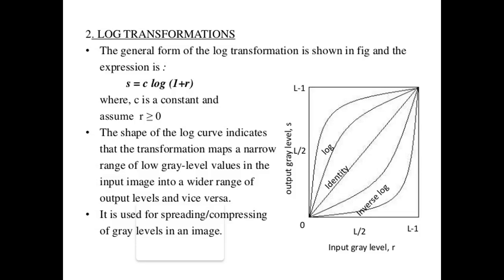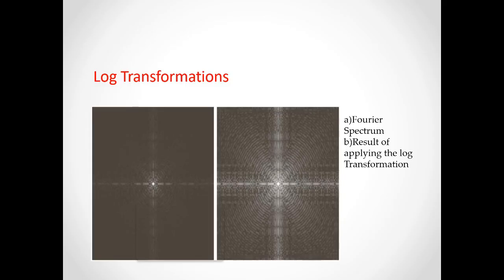Now, let us understand the logarithmic transformation, which is also known as log transformation. The log transformation can be represented as s is equal to c log of 1 plus r. Here c is a constant, which is a scaling factor in this equation, and the r value should be greater than or equal to 0. Here we have taken 1 plus r instead of r, because if we take log r and the value of r is equal to 0, log 0 is undefined. That's why instead of taking log r, we have taken log of 1 plus r.